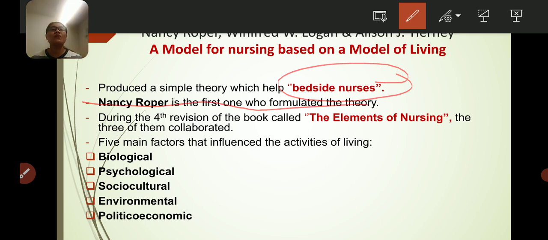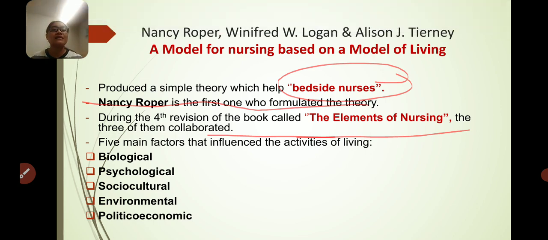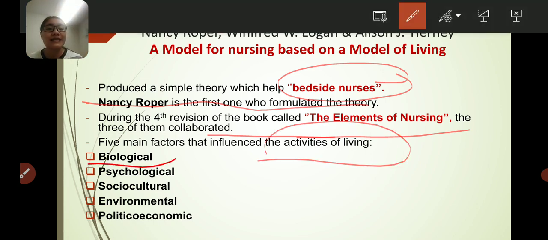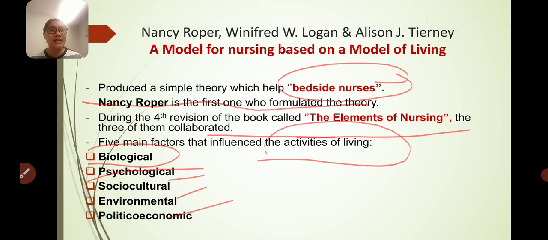Nancy Roper is the first one who formulated the theory. Okay, siya jud ang nag-formulate. But during the fourth revision of the book called The Elements of Nursing, the three of them collaborated. Si Roper, si Logan, and si Tierney. Sila itong nag-collaborate during the fourth revision of the book of Roper. So the 5 main factors that influence the activities of daily living are biological, psychological, which talks about the mental aspect, sociocultural, environmental, and politico-economic. So those are the 5 main factors that primarily affect or influence the activities of daily living of our patients.